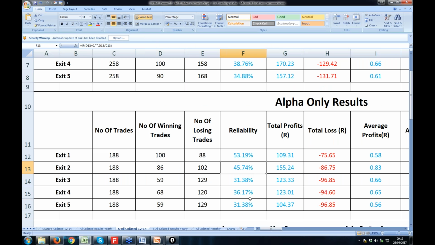The reliability stayed the same. So you're actually getting the same upside for a lot less work, probably around about 50% less work. You're still getting the same upside potential.